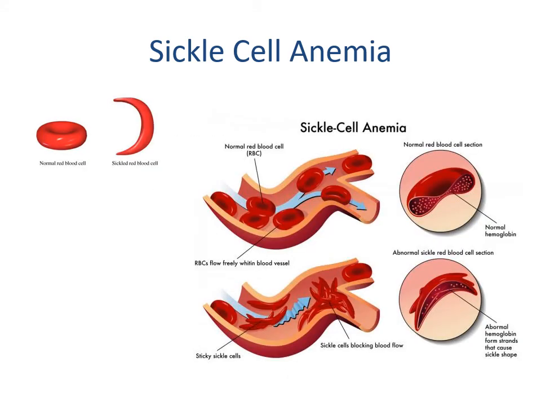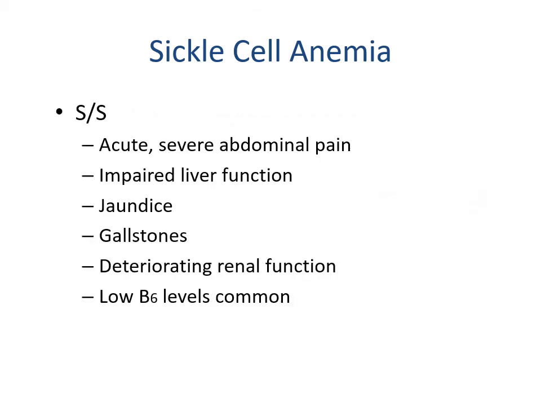So here we can see the normal donut-shaped red blood cell versus the sickle cell-shaped red blood cell. And so what you can see is that because of their abnormal shape, they can cause blockages in very small arteries, and this occlusion or ischemia causes severe pain. Signs and symptoms of sickle cell anemia include acute severe abdominal pain, impaired liver function, jaundice, gallstones, deteriorating renal function, and low B6 levels are common.